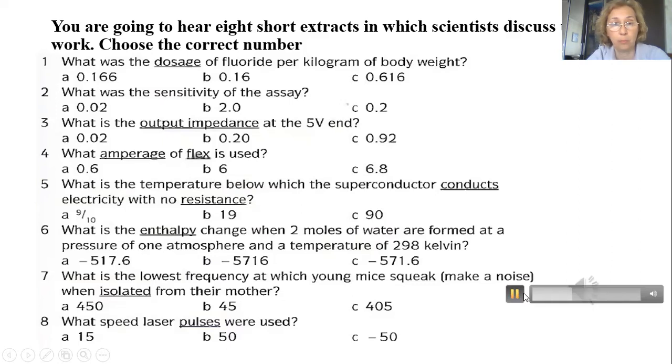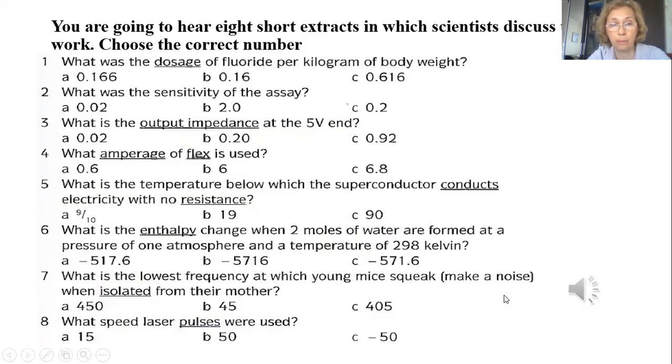4. 6 amp 3-core mains flex is used for the mains input which connects straight to the PCB. So what is it? B. Yes, this is 6.